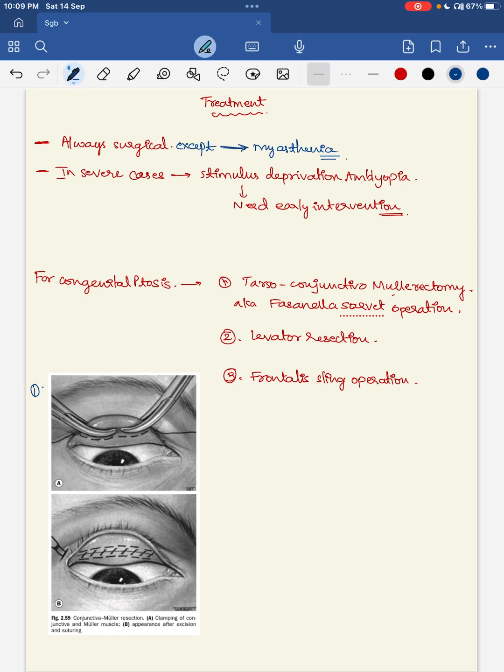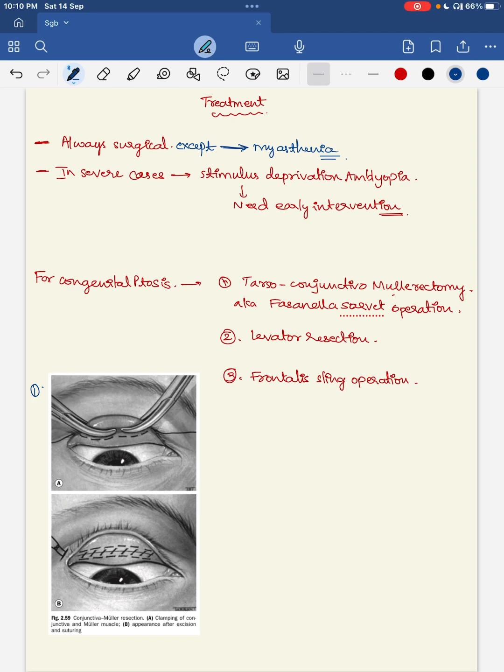Remember, in severe cases, as we graded mild, moderate, and severe, the total cornea getting covered is 4 millimeter. The action should be taken immediately, as complete light deprivation occurs in severe ptosis, and it may lead to amblyopia. I mean, stimulus deprivation amblyopia, where the optic nerve function deteriorates without light. That needs early intervention. For most of the things it is surgical.